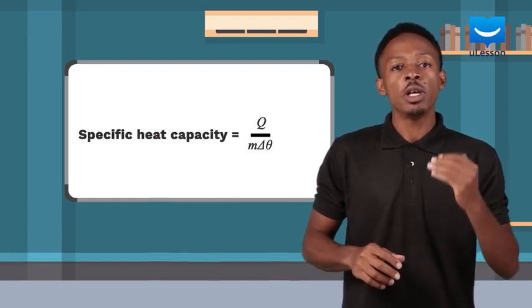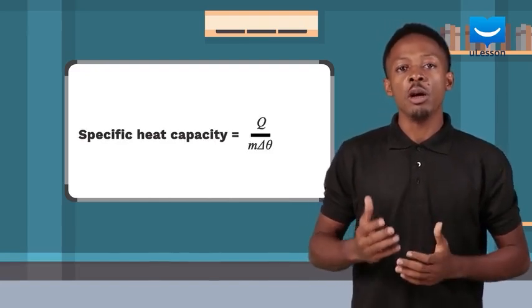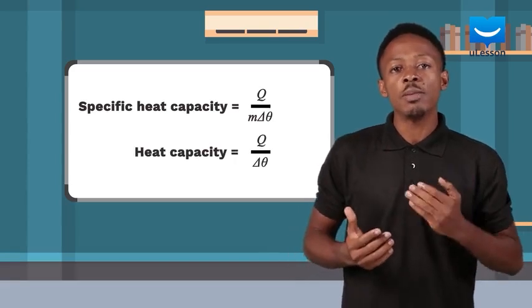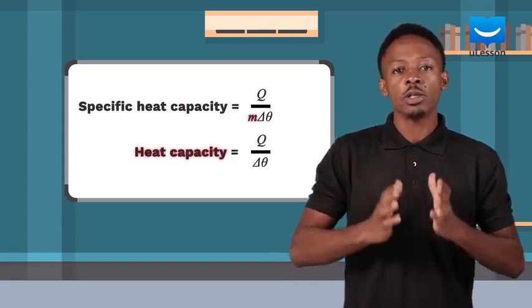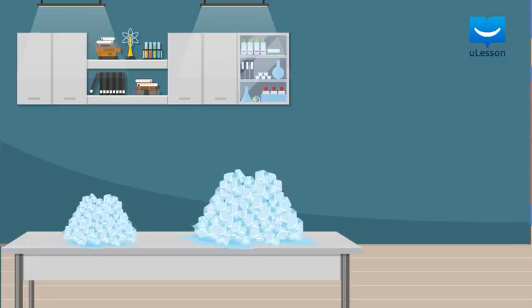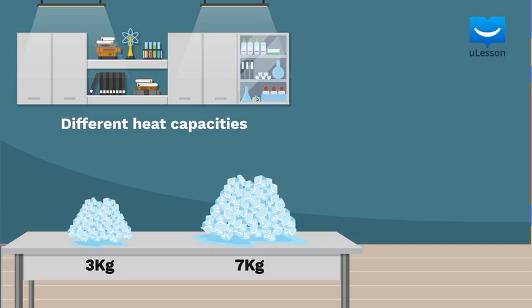Note that the specific heat capacity does not depend on the mass of the body, but on the material the body is made up of, while the heat capacity depends on the mass of the body. So for example, the heat capacity of 2 different blocks of ice weighing 3 and 7 kilograms respectively are different, but their specific heat capacities will be the same.